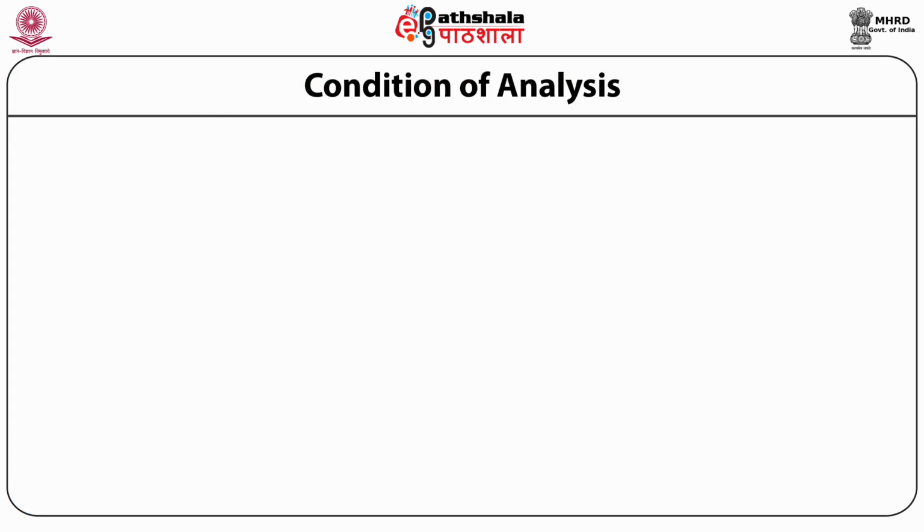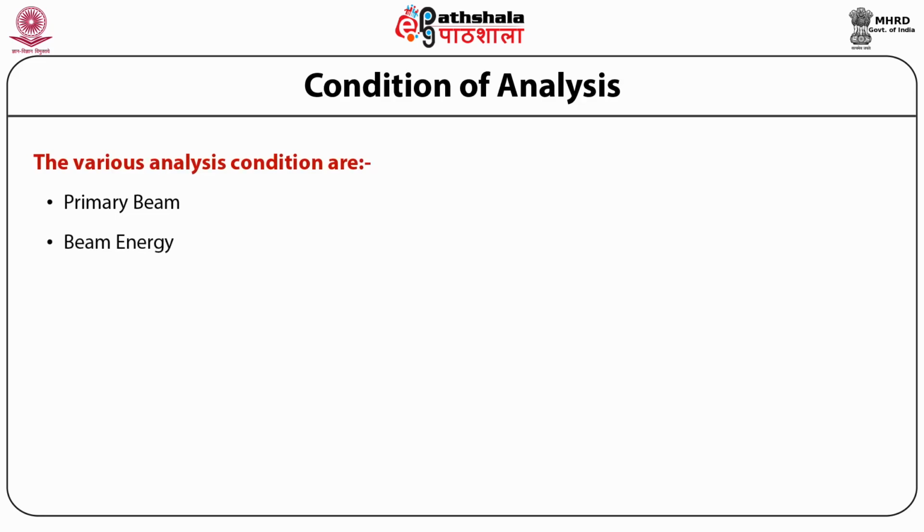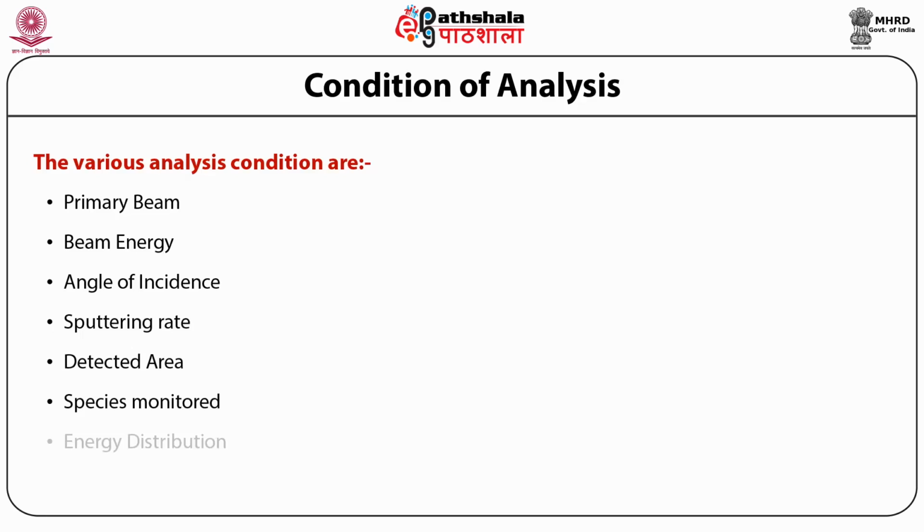The conditions of analysis. If one has to use SIMS in either form, there are certain conditions which have to be followed. The various conditions needed are the primary beam, the beam energy, angle of incidence, sputtering rate, detected area, species monitored, energy distribution, and the insulator effect, because an insulator will not allow the normal phenomenon to occur. So this effect is also included here.